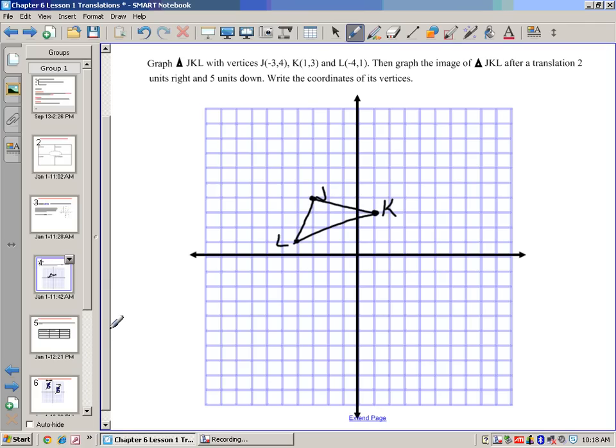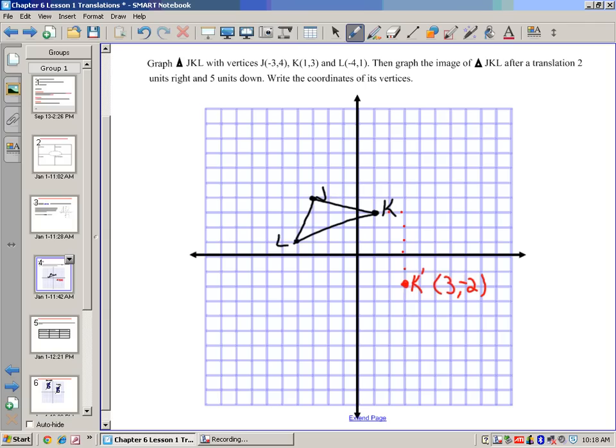Okay, now the translation or slide is telling us we need to go 2 units to the right and 5 units down. Write the coordinates of its vertices. Remember to do that as well. So we're going to translate 2 units to the right and 5 units down. Let's start with K. 2 to the right, 5 down. That is K, our new K prime. And our coordinates are 3, negative 2. Might as well just do the coordinates right when you do the point. That way you're all set.